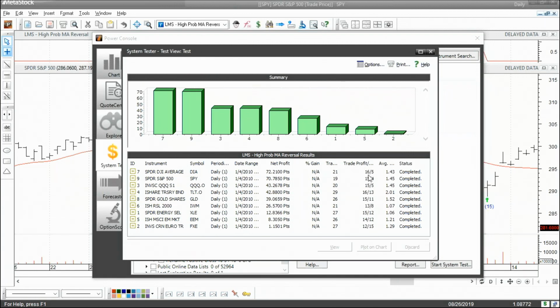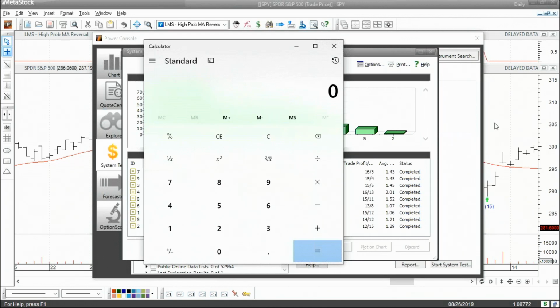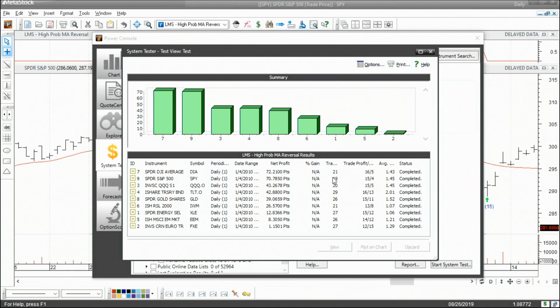But on the other side of the coin, 16 winners out of 21 trades and so forth, that's definitely getting a pretty high percentage. So 15 out of 19, that's 79% right there. Let me just take a quick look here, by the way. I'm just going to take 16, we're going to divide that by 21, and that's 76%. Okay, so the diamonds did 76%. The spider did 79% if it was 15 out of 19. So, all right. So let's go ahead and open that up.